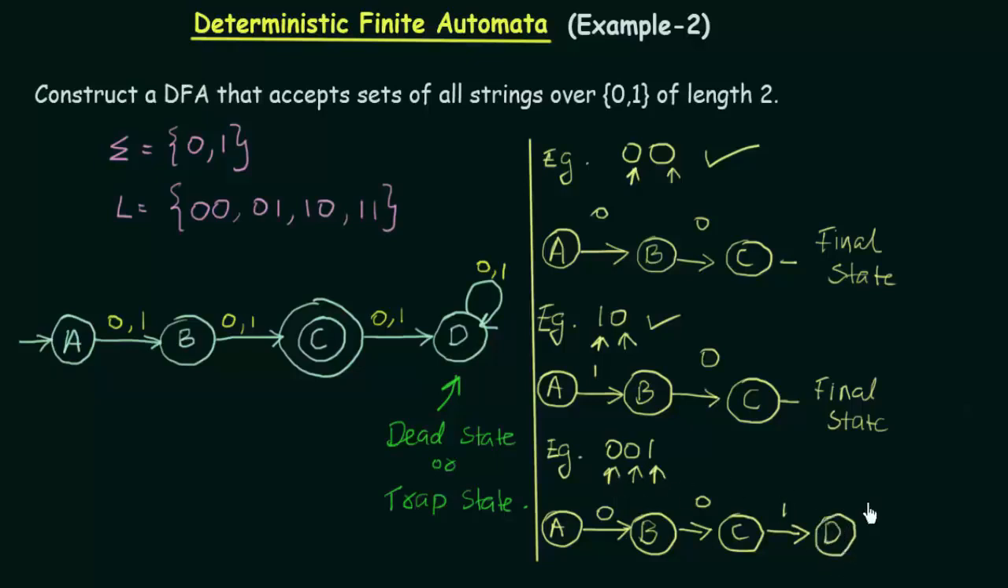Now I have reached the end of the string. And where am I right now? I am in state D. And is D the final state? No, there is no double circle here. That means D is not the final state. So 0, 0, 1 is not accepted.